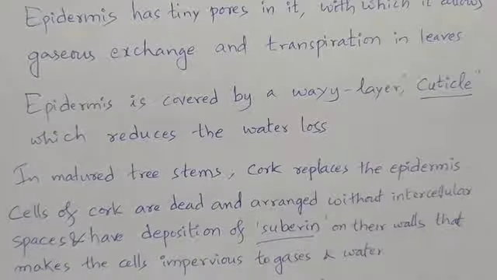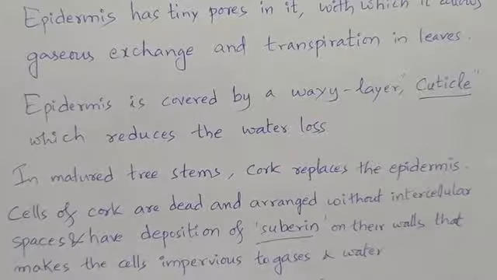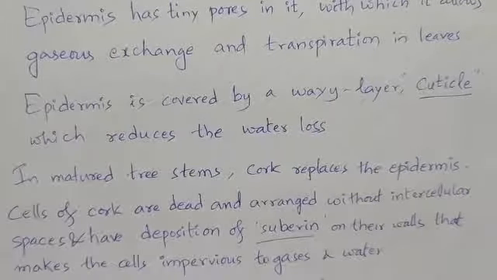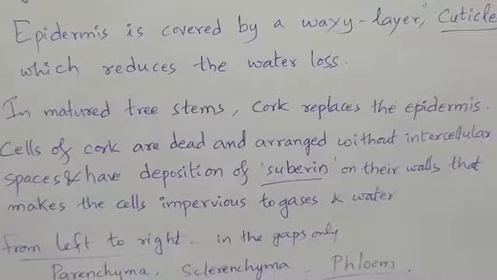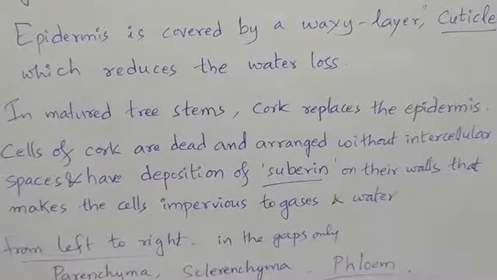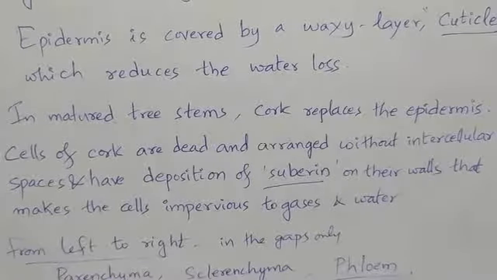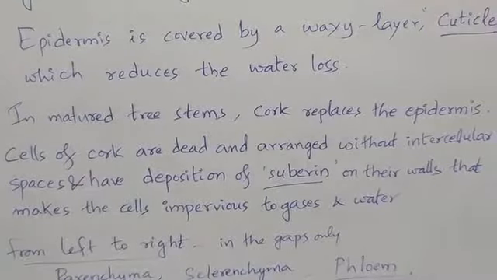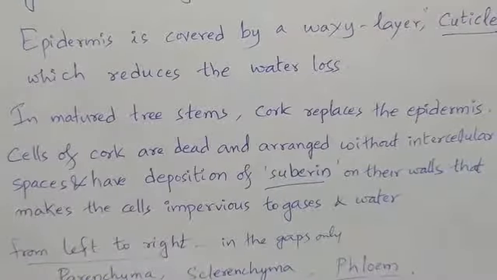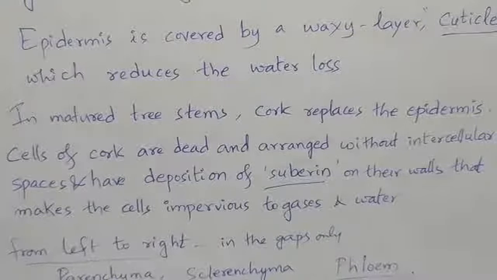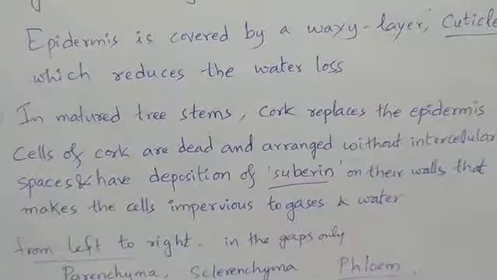Next, complete the following chart. Some permanent tissues of the plant body are given: simple and complex. From left to right, if you carefully observe, in the first gap, simple tissues are of three types: parenchyma, sclerenchyma, and collenchyma. Here collenchyma is given, so the remaining two are parenchyma and sclerenchyma. And in complex tissues, we know xylem and phloem are there. Xylem is already given, so the remaining one is phloem.